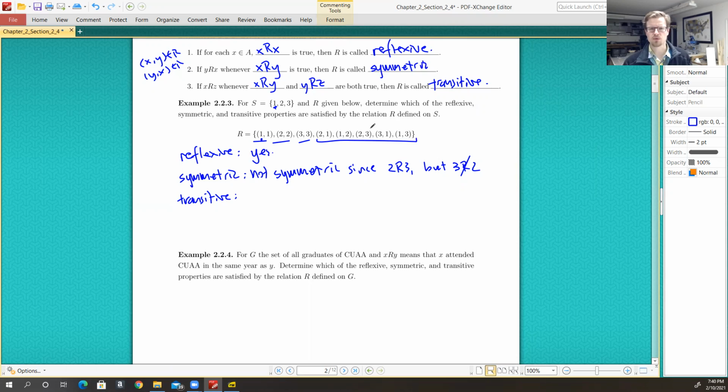I can go from 2 to 1, and then 1 to 3. So I should be able to skip over the 1 and go from 2 to 3. Yep, that's right here, 2, 3. And I can go from 1 to 2, and then 2 to 3. Can I go from 1 to 3? Yep, still good. Then 3 to 1, and 1 to 3, of course, that's 3, 3. And 3 to 1, and then 1 to 2. Can I jump over the 1 and go from 3 to 2? No.